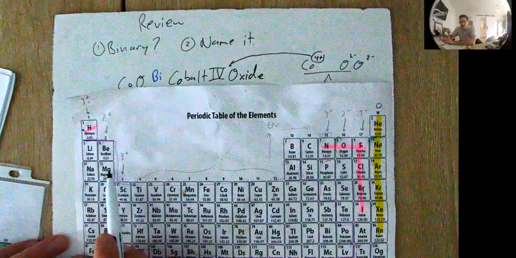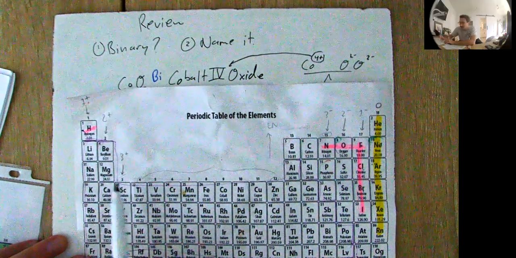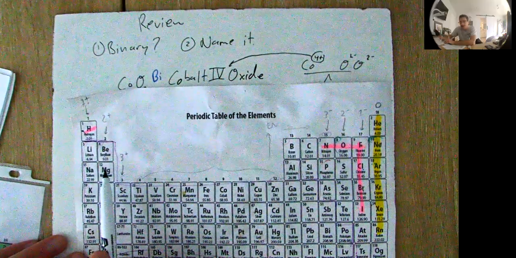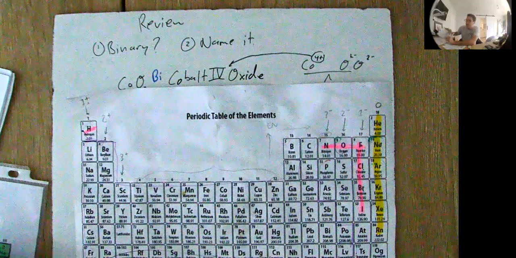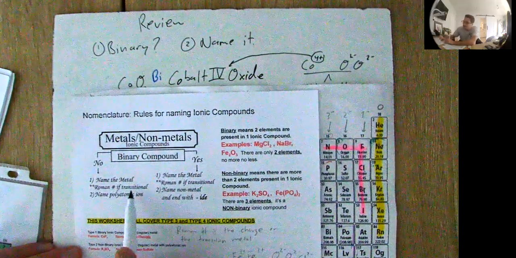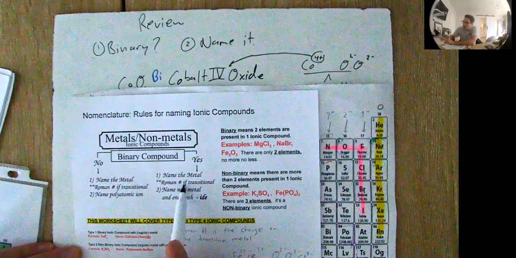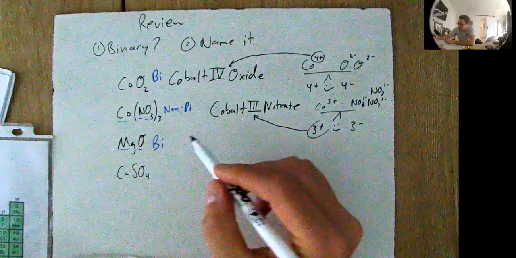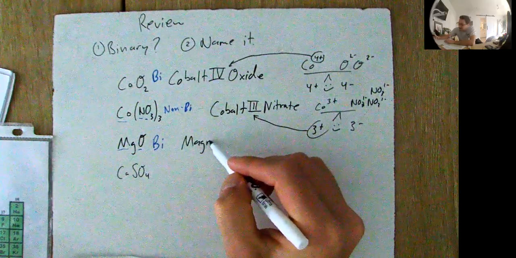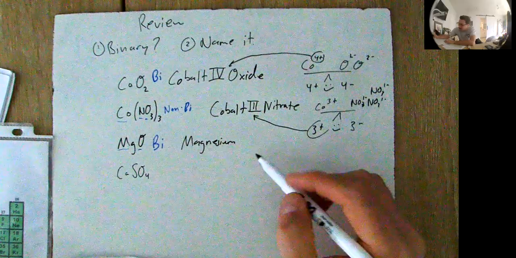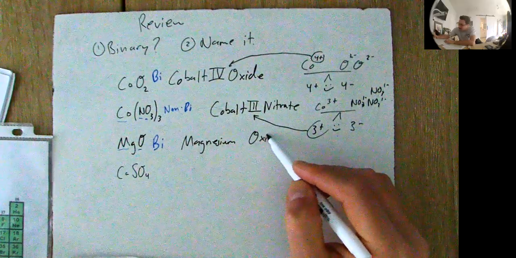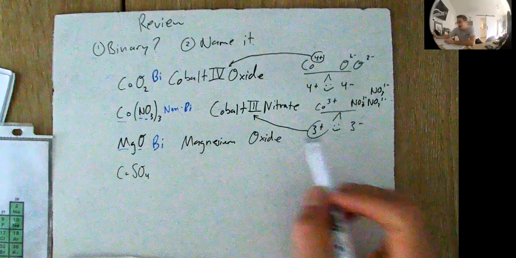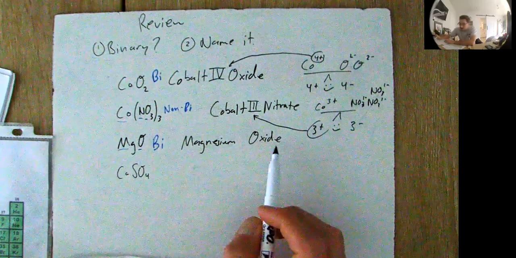Is magnesium a transitional metal? No, it is not. It's not in columns 4 through 12, so magnesium is not going to be a transitional metal. That means we don't need to include a Roman numeral. See the rules? It says Roman numeral if transitional. Okay? So let's name the metal and then the nonmetal. Magnesium oxide. You have to end the nonmetal with ide. That's it. No Roman numeral is necessary.